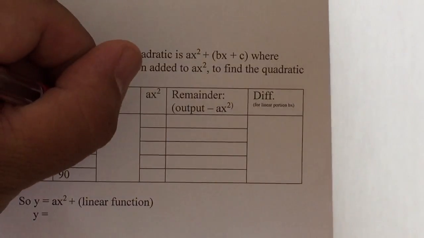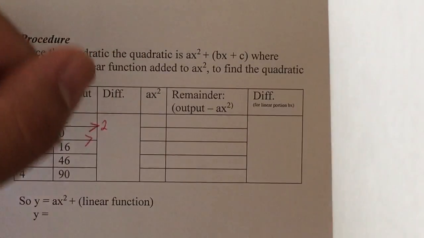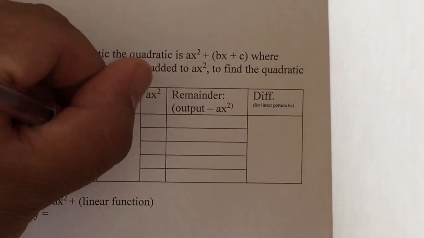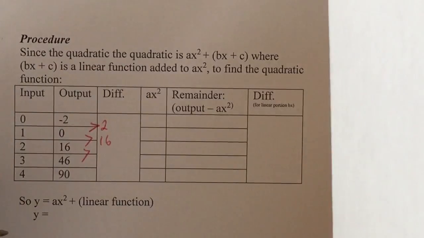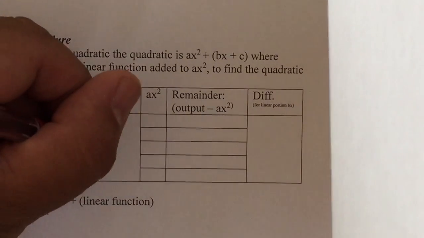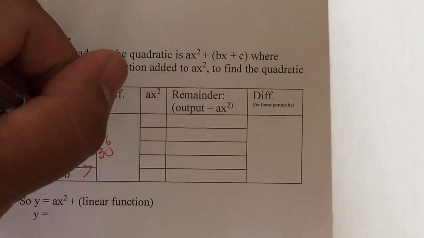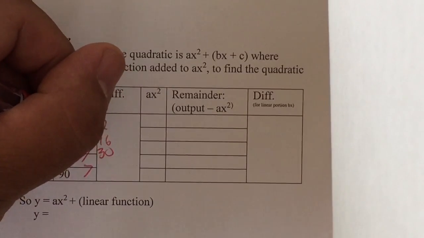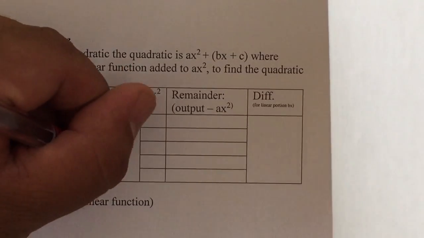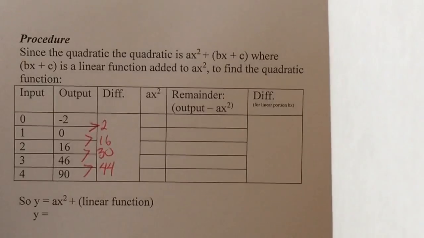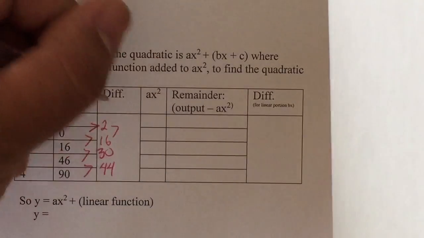0 minus negative 2 is 2. 16 minus 0 is 16. 46 minus 16 is 30. And 90 minus 46 is 44. So it's not linear. So let's do the second differences.